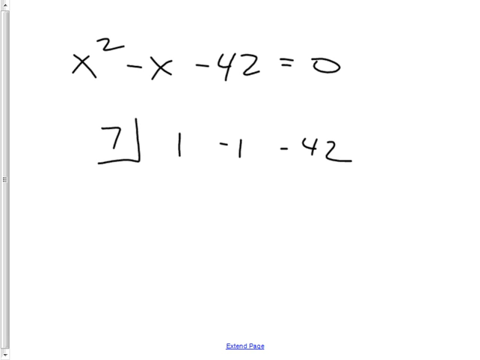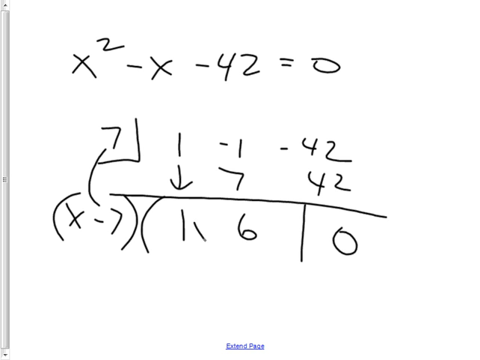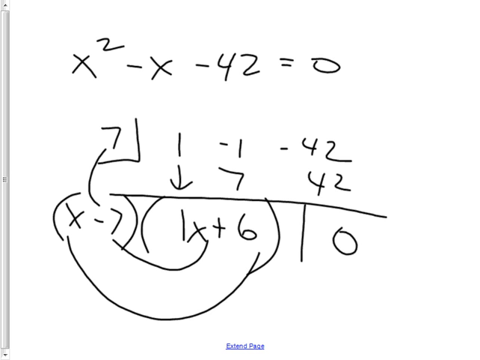Okay. So I'm going to drop this down. 1. Multiply them, 7. Add them, 6. Multiply them, 42. Hey, it worked. Final answer, bring this down: x minus 7 times x plus 6. Does it really work? If I do firsts, I get x squared. If I do outsides and insides, I get -x. And if I do lasts, I get -42. Hey, it worked. See? New way to factor.